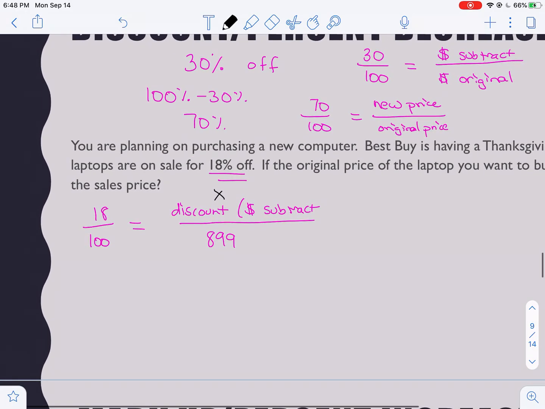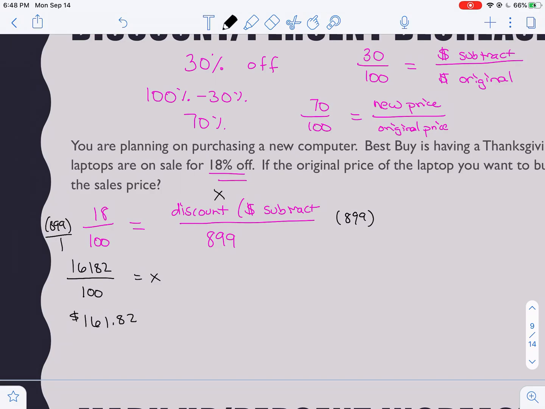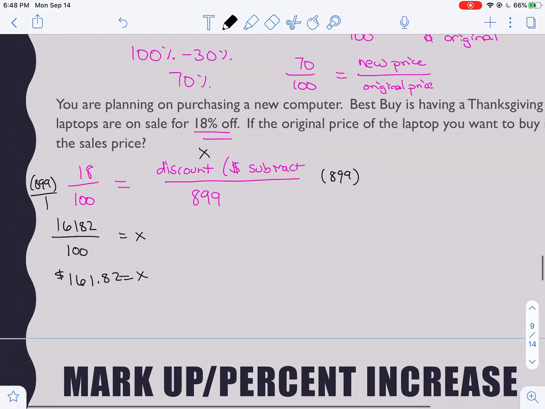So if I want to solve this now, I can get rid of the $899 by multiplying both sides by $899. And then put that over 1. So $899 times 18. And then I get 16182 over 100 equals X. So divide by 100. And that means that I get to take off $161.82. That's not the new price. That's how much money I get to subtract from the original cost.